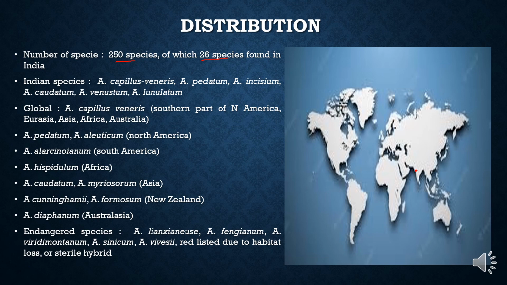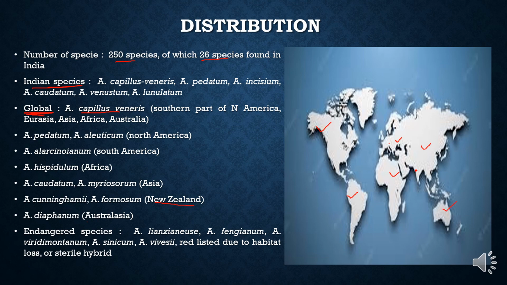So these are the Indian species of Adiantum, and globally it is found throughout all the continents except Antarctica. We see that it is found very commonly in North America, in the southern part of America, in Eurasia, in Asia, in Africa. Also, it is very much found in the southern hemisphere, that is New Zealand, Australia.